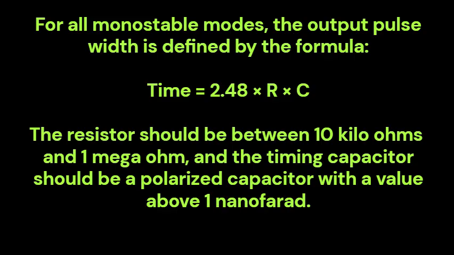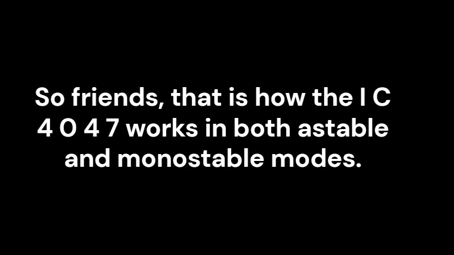In all monostable configurations, the Q output starts low and goes high for the duration of the pulse. The Q-bar output behaves in the exact opposite way. So friends, that is how the IC4047 works in both Astable and monostable modes.